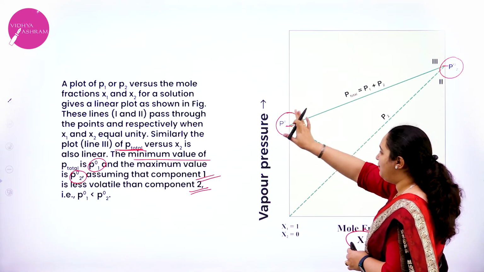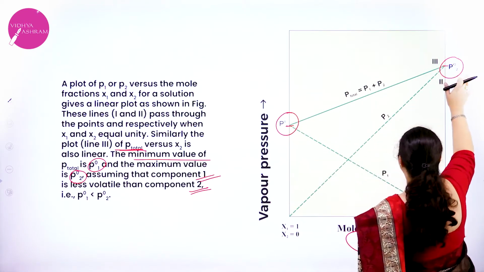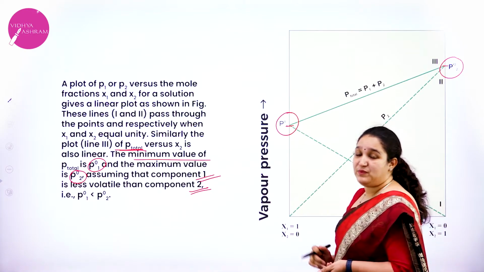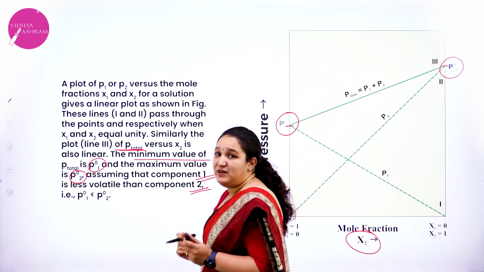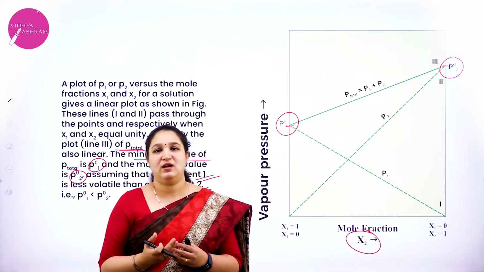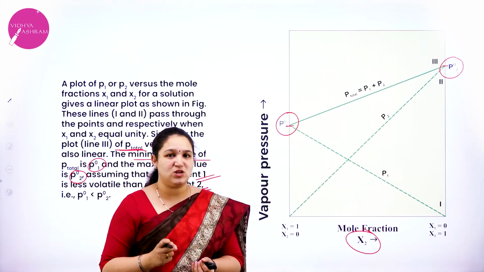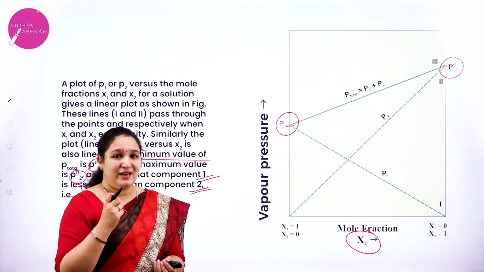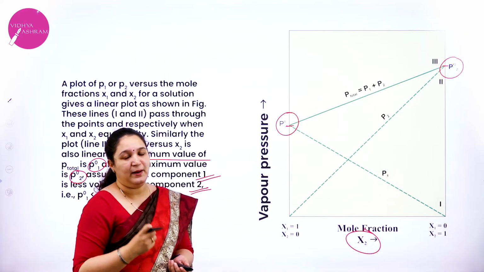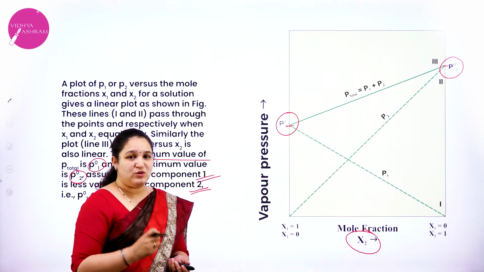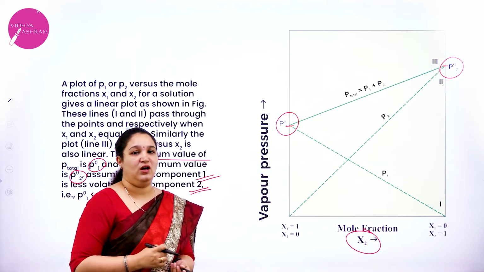Okay, minimum it can be P1 naught, maximum it can be P2 naught. So I hope you have understood. First time you are coming across such graphs in chemistry. Wherever necessary, please pause the video, listen carefully to understand it better. Okay, so that is about Raoult's law.